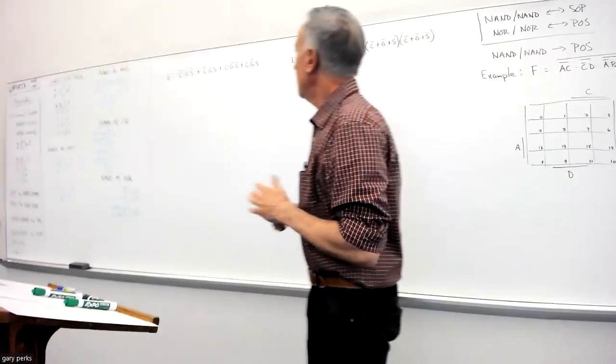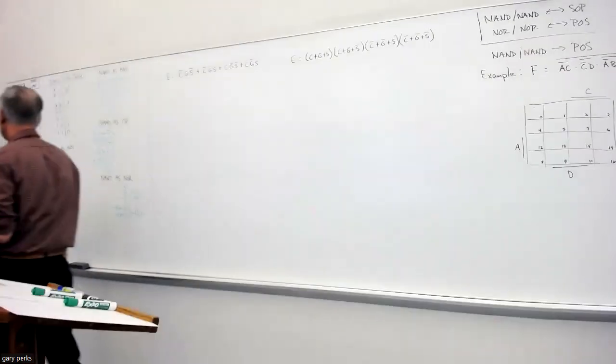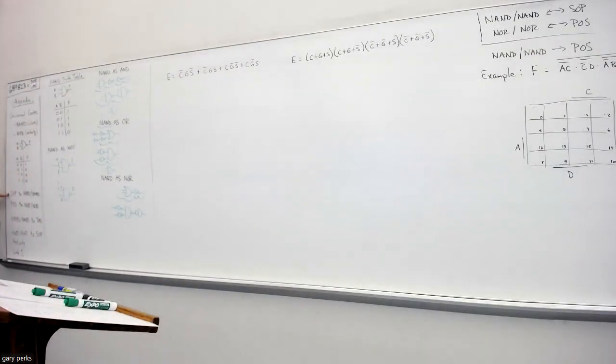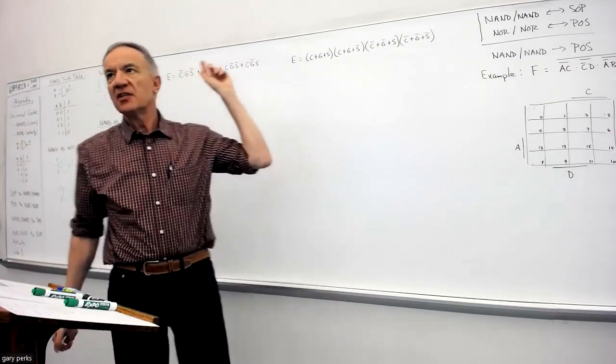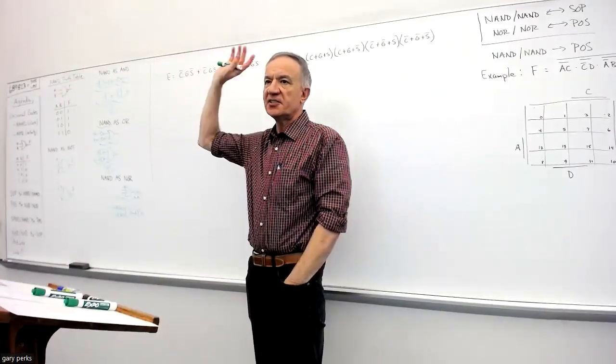All right, so let's move on now. The next thing we're going to talk about is NAND-NAND and NOR-NOR. First, I'm going to show you how to go from an SOP equation to a NAND-NAND. And then we'll see how you go from POS to NOR-NOR. These are equations from a week ago when we were doing the example with egg, salsa, and chips.